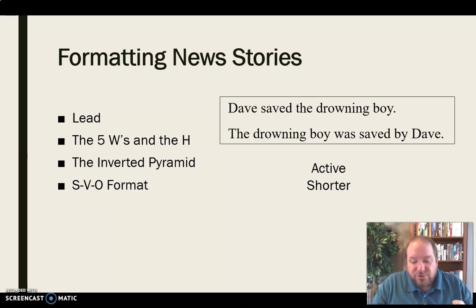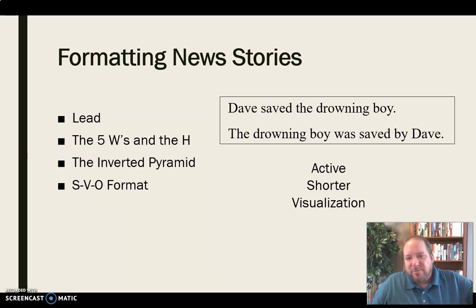So it's active, it's shorter, and it also creates a sense of visualization for the reader. The reader can picture this, Dave saving the drowning boy, as opposed to by the time they get to Dave's name at the end of that second sentence, you've really already forgotten what's happened in the beginning. Right, there's a drowning boy there, okay, but there's no connection really for that person between the two things, between the subject and the object. It's the way the mind works. But the first sentence, it's not only active and it's shorter, but it helps encourage that visualization in the reader and really brings those words to life in their mind.